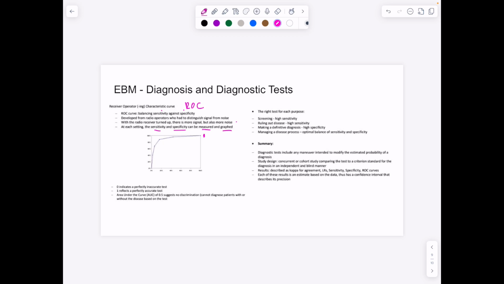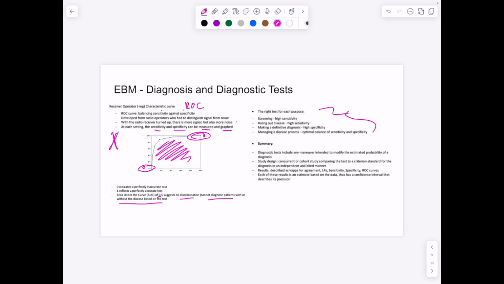But here's 1, here's 0. 0 reflects a perfectly inaccurate test. 1 represents a perfectly accurate test, and then the area under the curve of 0.5 suggests no discrimination. Can't diagnose patients with or without the disease based on the test. So this isn't going to be on the exam, from what the lecture note said, because the professor said highlighted stuff, so I wouldn't worry about that.